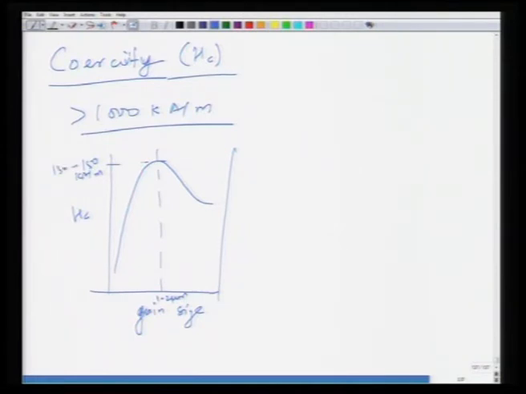And the reason it shows a maximum is because there is a close interaction of the domain size with the grain size.